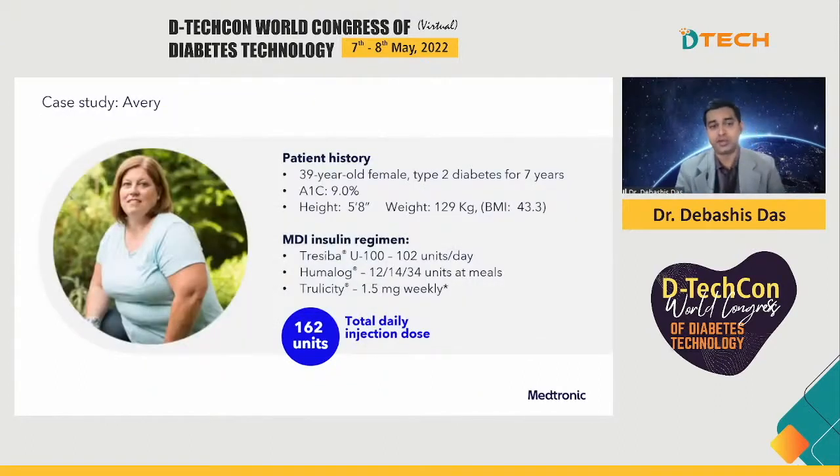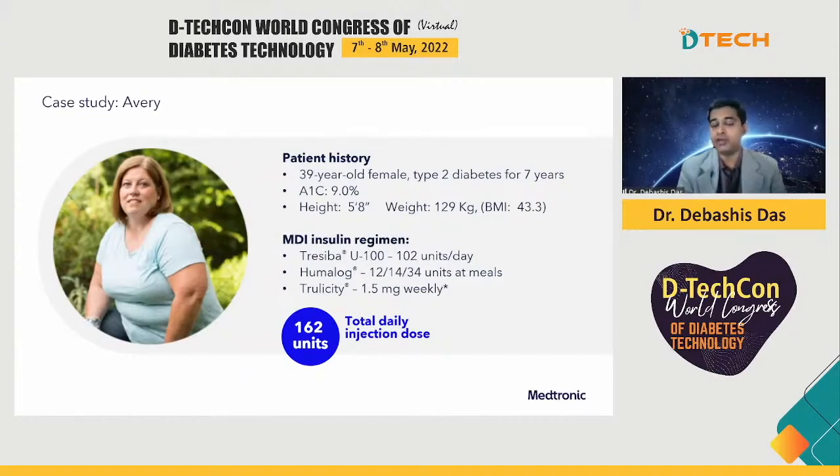This is just for educational purposes. Patient named Avery, a 39-year-old female, type 2 diabetes for 7 years. A1C 9%, height 5.8, weight 129 kgs, BMI 43.3. She's on an MDI insulin regimen: Tresiba U100, 102, Humalog 12, 14, 34, and Trulicity, a GLP-1, 1.5.